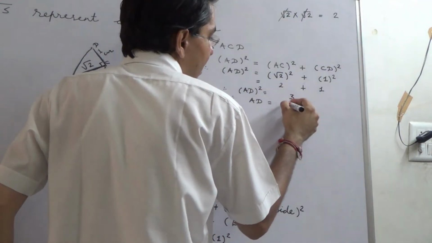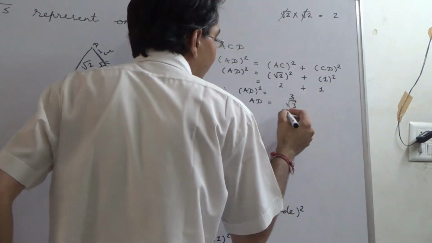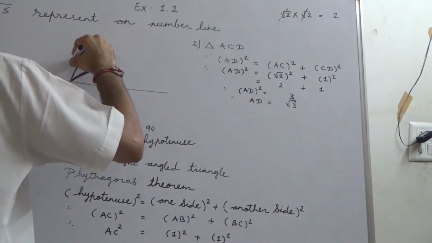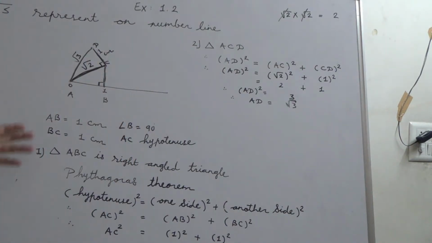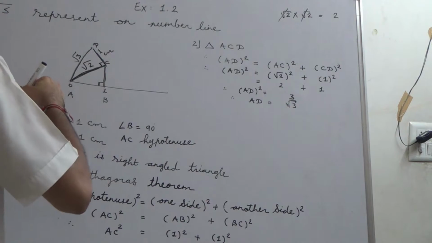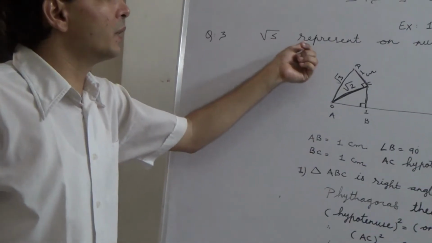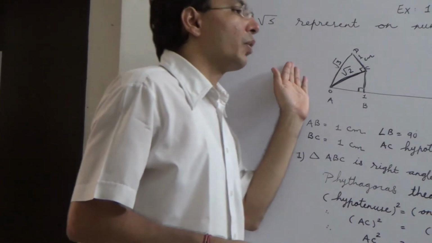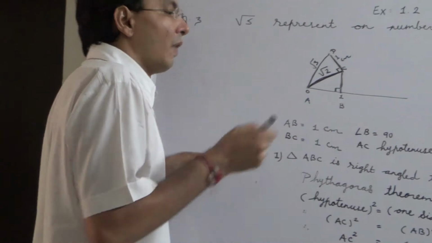If you want the square root, it means the value of AD is what? The value of AD is square root 3. But our process does not end here, because the main question is: represent square root 5 on the number line. So our process continues until we get square root 5.